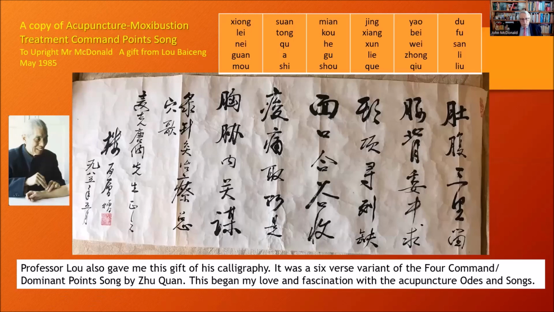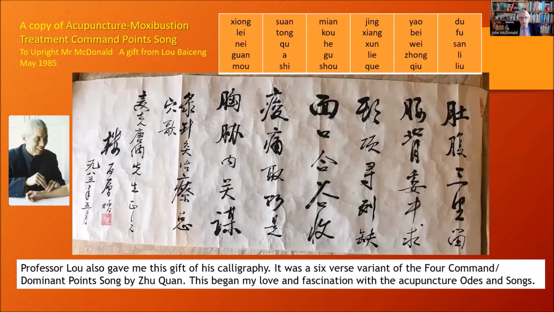Professor Lo also gave me this gift of his calligraphy. It was a 6-verse variant of the 4-command or dominant point song by Zhu Chuan. This began my love and fascination with acupuncture odes and songs.